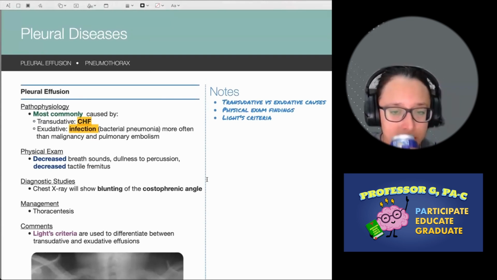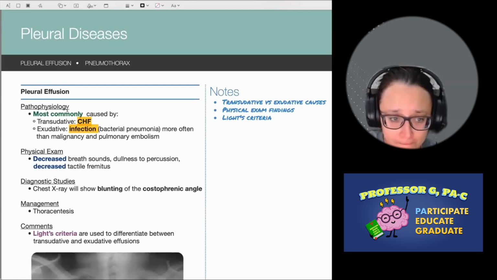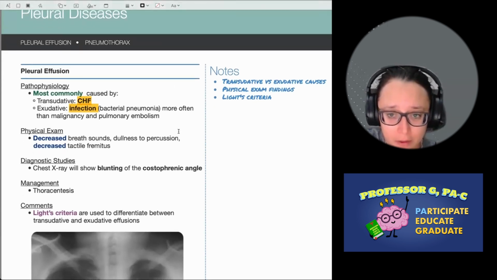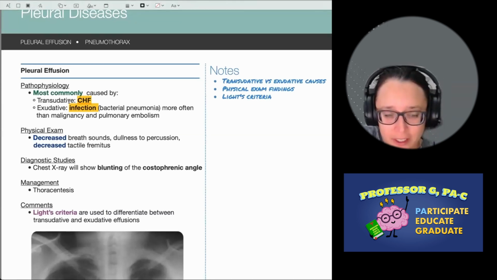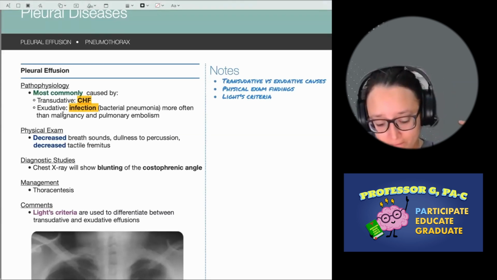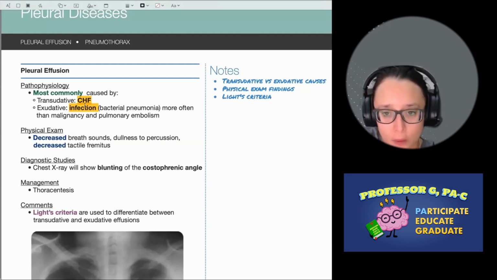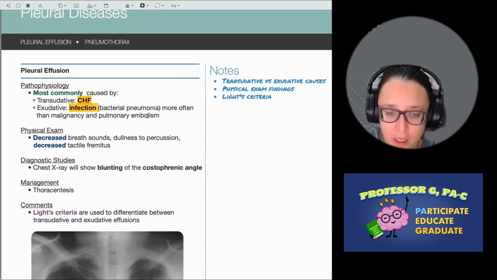All right, let's talk about pleural disease. Let's talk about pleural effusion first. You have to know the difference between transudative and exudative causes. Transudative are going to be CHF, I'm probably not going to test you on CHF, but you still need to know, liver cirrhosis, things that are more systemic in nature, low protein. Exudative are going to be more infectious or inflammatory, including malignancy, and PE can be in both categories.